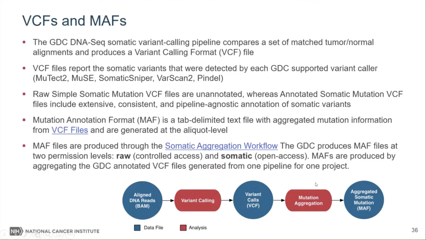The mutation annotation format, or the MAF, is a tab-delimited text file with aggregated information from VCF files and is generated at the aliquot level through the somatic aggregation workflow. MAFs are produced by aggregating the GDC annotated VCF files generated from 1 pipeline for 1 project. MAF files in GDC are of 2 permission levels, open and controlled. Next slide.